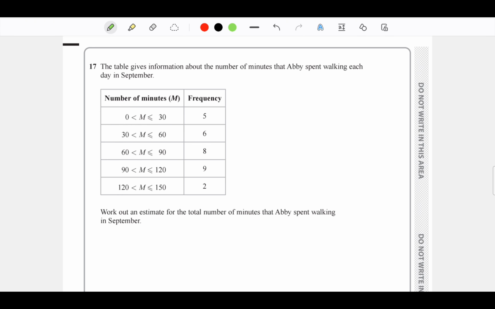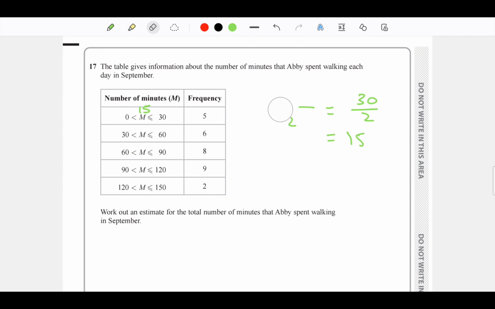Alright, so first step, we're going to get the average of all the minutes, which means, for example, the first one, between 0 and 30 minutes. What is the average time spent? It will be the middle number, which is 30 plus 0 divided by 2. In this case it is 30 over 2, which is 15 minutes. So I'm just going to write here 15.